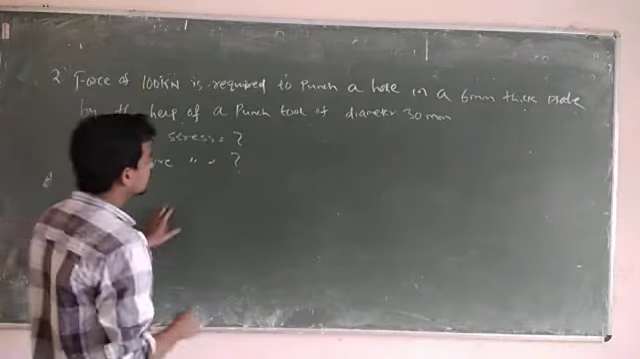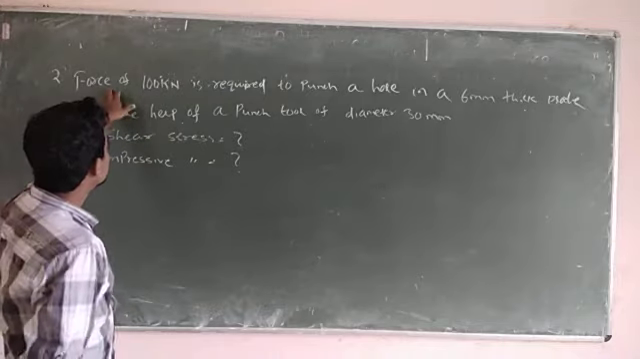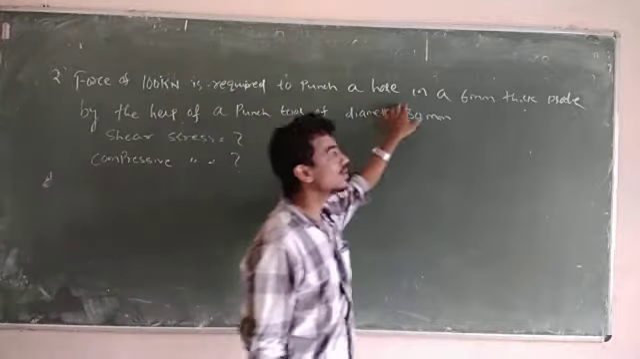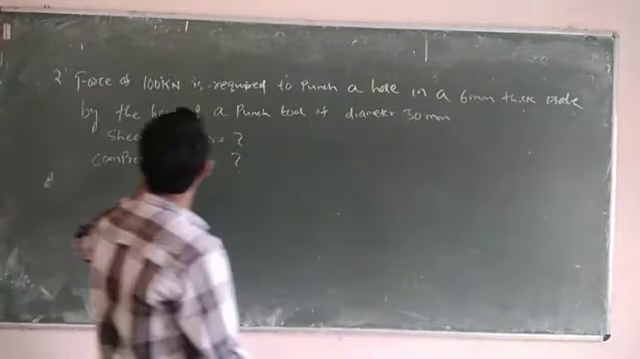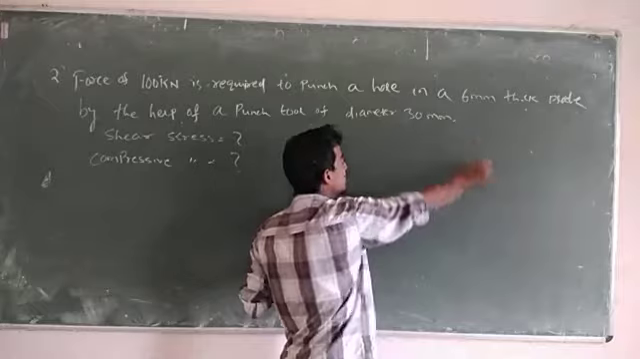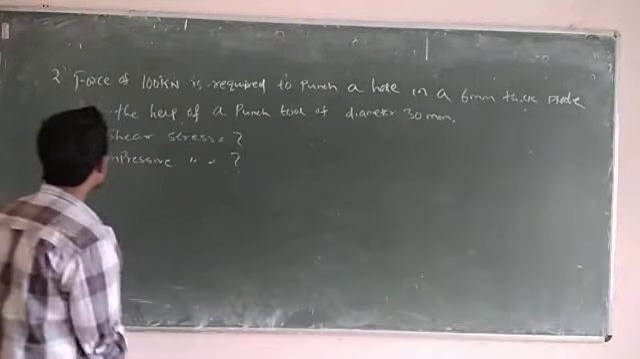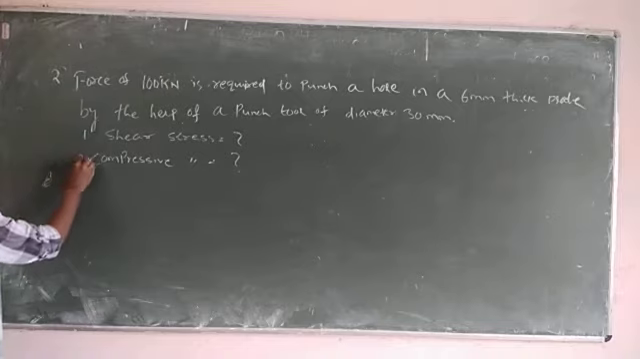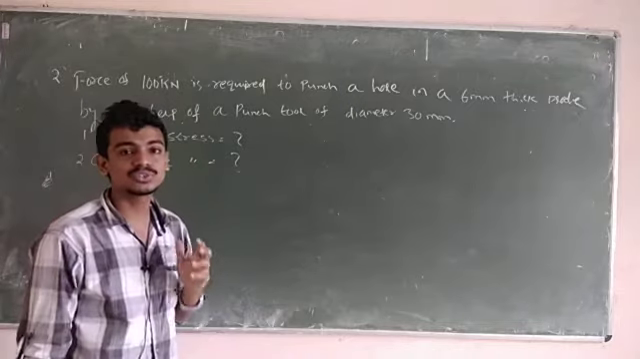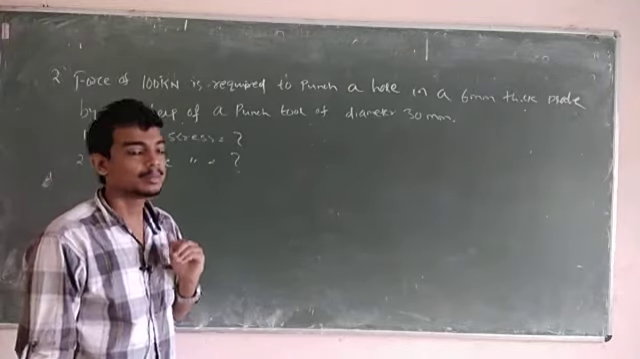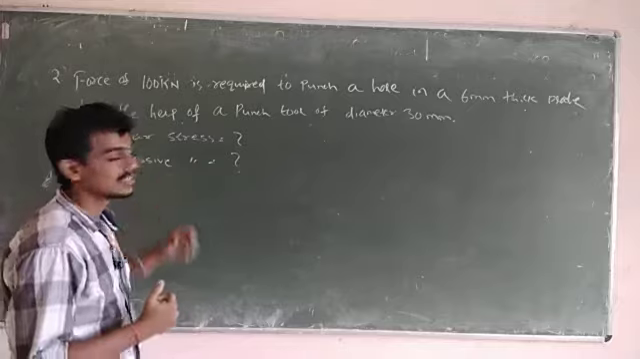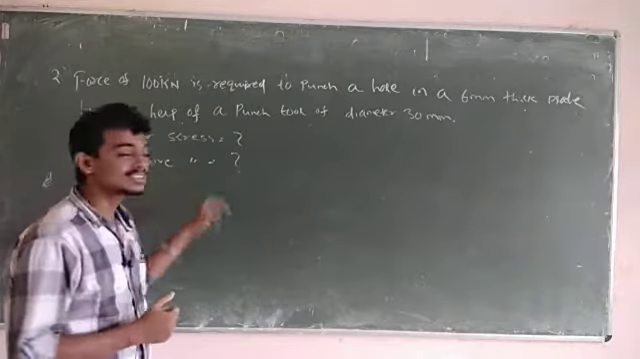Okay, our second problem. In this problem, it is given that a force of 100 kilonewton is required to punch a hole in a 6 mm thick plate by the help of a punch tool of diameter 30 mm. In this problem you have to find out two things. One is shear stress, another one is compressive stress. So for stress you should know your load and area, but in this case you have to find out two types of area.